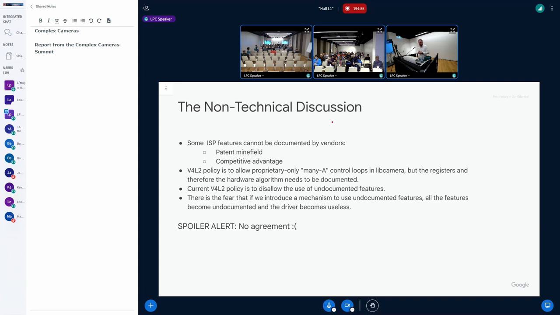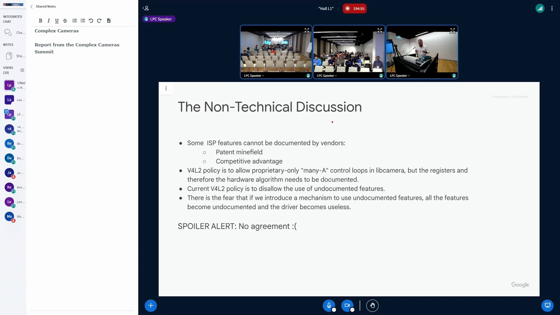Then in V4L2, we have the policy that we don't allow proprietary control loops in our API. If there's something that needs to be controlled from user space, we need to have all the documentation for those bits. We don't need documentation for things that are written from the kernel to the hardware, but for everything that the user can control, there should be documentation. The current V4L2 policy is to disallow any use of undocumented features. So you cannot have any way of using these features.